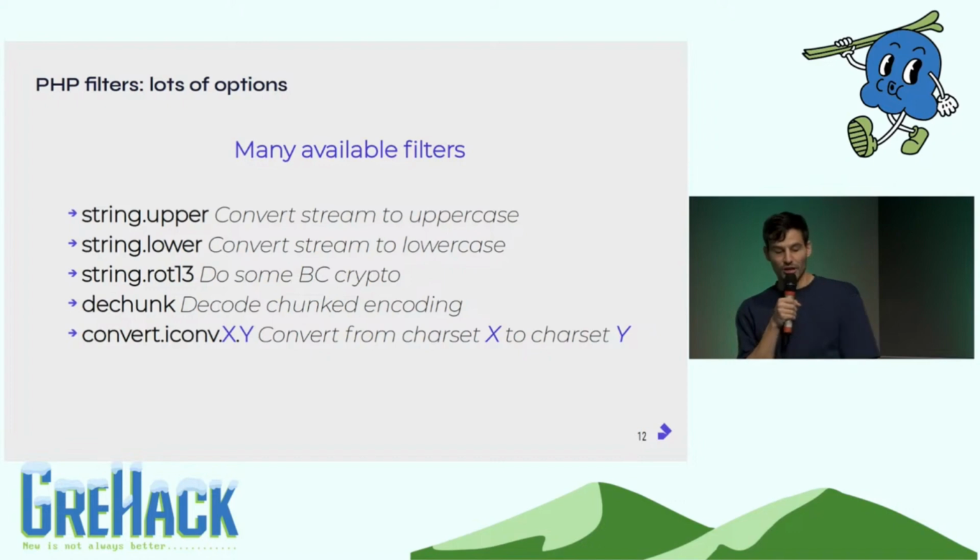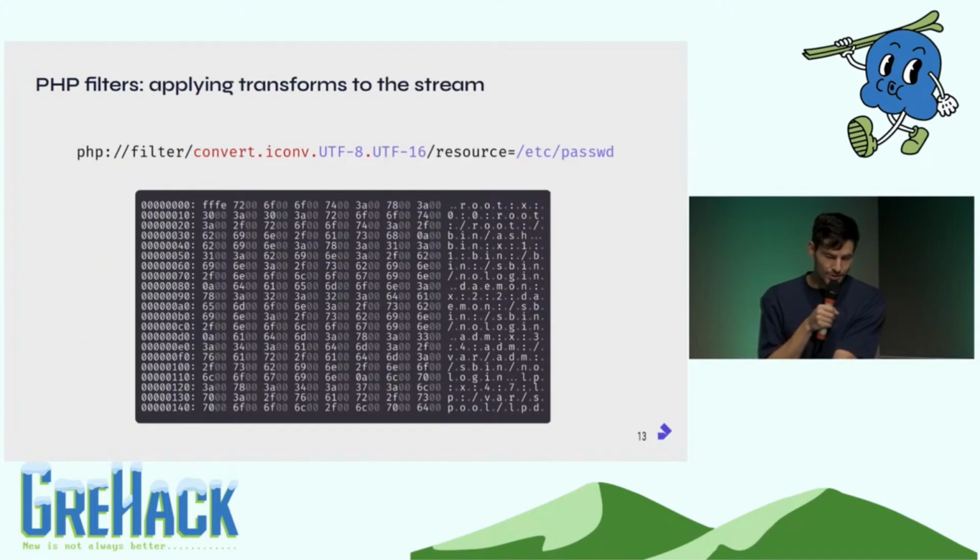And there's also a dechunk filter that we're going to talk a little bit more about afterwards that lets you decode HTTP chunked encoding. And there's also a very interesting filter that allows you to convert from some charset X to a charset Y. And the name of the filter is convert.iconv.X.Y. So a quick example for the last one. Say that you have a file in UTF-8 and you want to convert it to UTF-16. Well, you can just use this filter, convert.iconv.utf8.utf16, and the conversion is made automatically, as you can see.